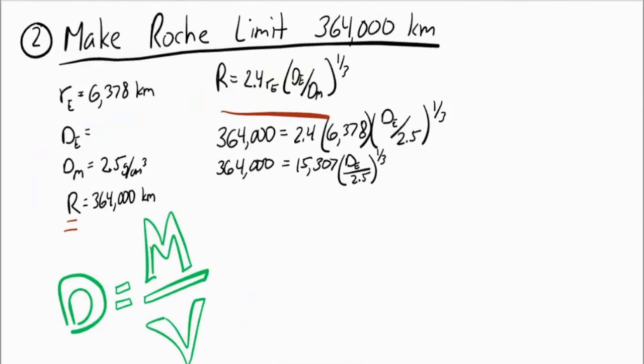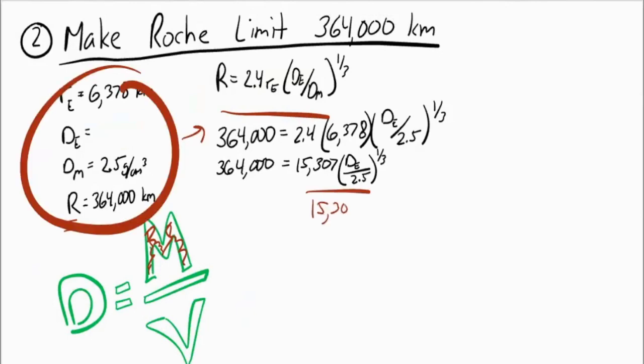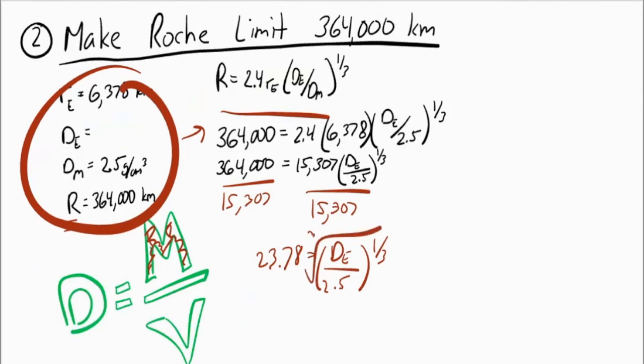So you can find the density of this new Earth to make a Roche limit that is larger in radius than the moon's orbit. Why would we want to find the density? Because then it could tell us the mass of this new planet. We'll do that later. We'll divide both sides by 15,307. Reduce that fraction to 23.78 equals the density of this new Earth divided by 2.5, to the power of 1/3. Now we're stuck again with this fraction exponent. But to cancel it out, just do a cube root. Whatever you do to one side, you gotta do the other.